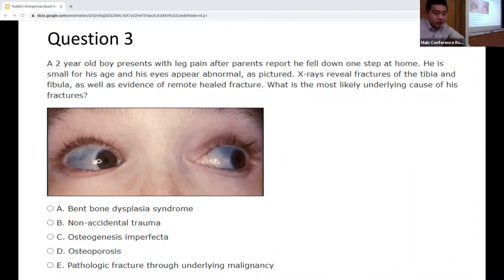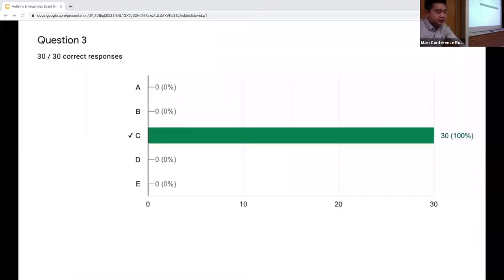Question three. A 2-year-old boy complains of leg pain after he fell down at home. He's small for his age, and these are his eyes as pictured. X-rays reveal fractures of the tibia and fibula, and also old healed fractures. What's the most likely underlying cause? The answer is osteogenesis imperfecta. And once again, 100%. Great job, guys.